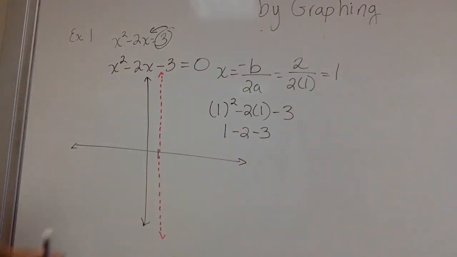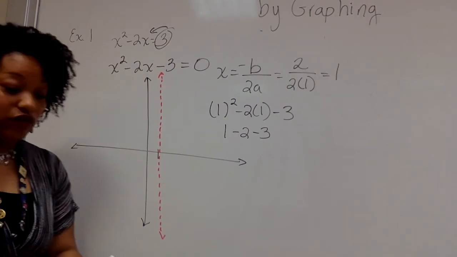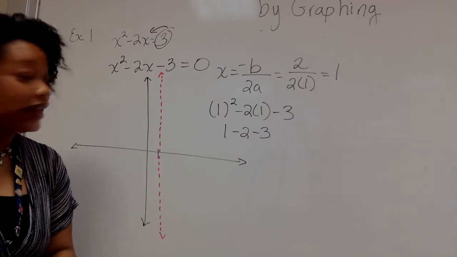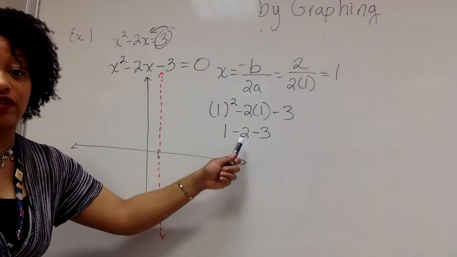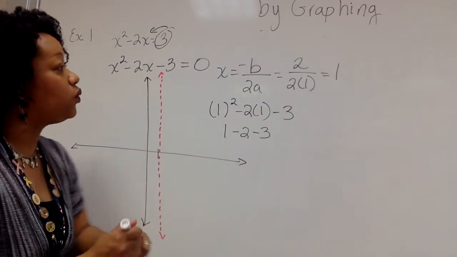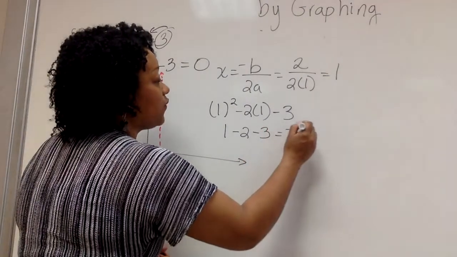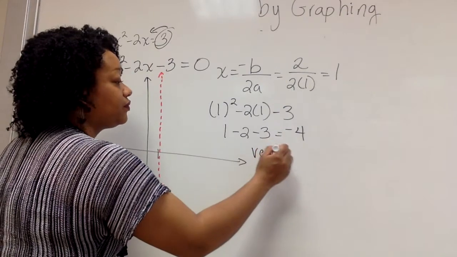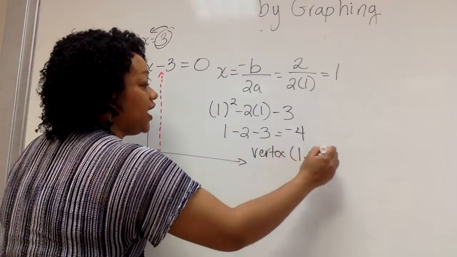I've been saying for the past couple of days, do not trust yourself. Make sure that you get some help if you don't know your signs. When x is 1, this equals negative 4. Did I get that right? So my vertex is at 1, negative 4.